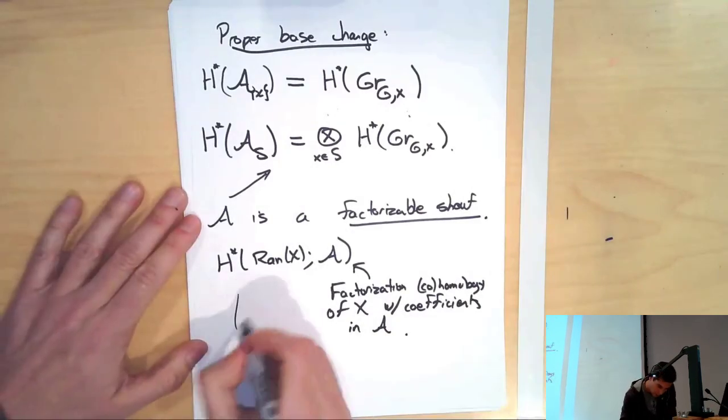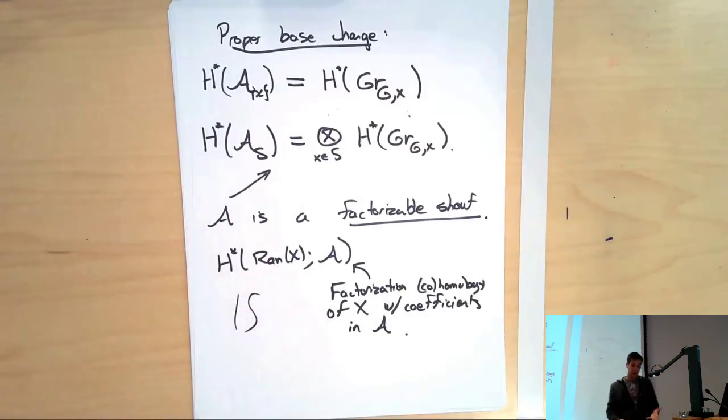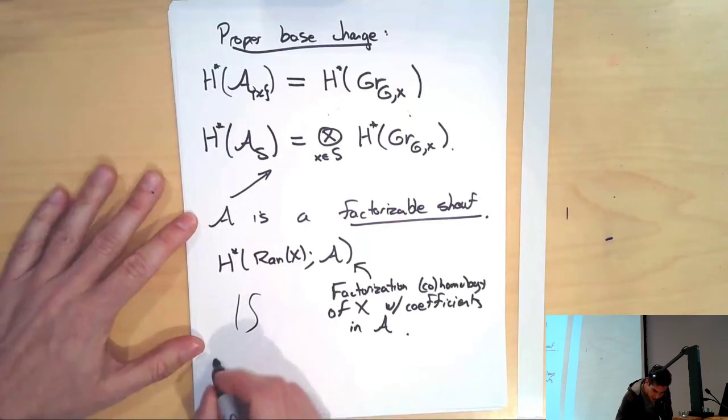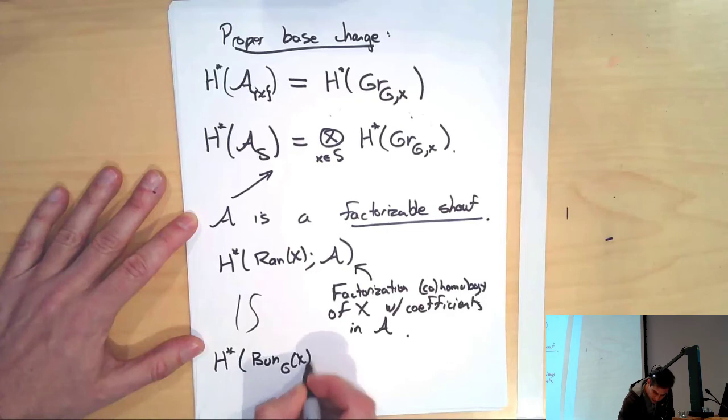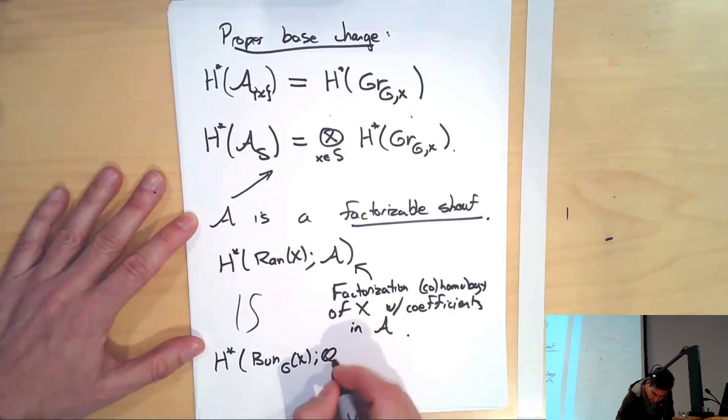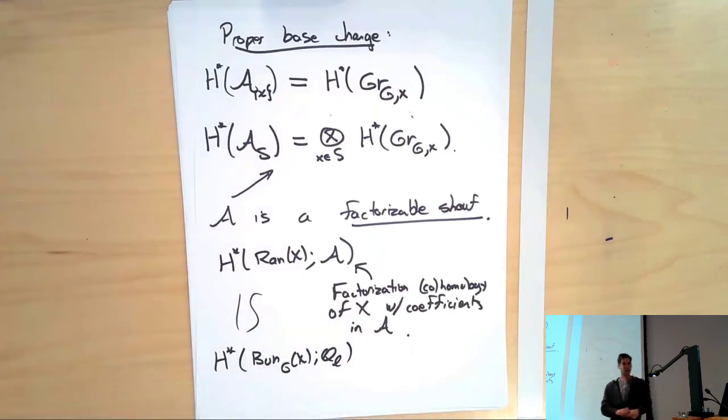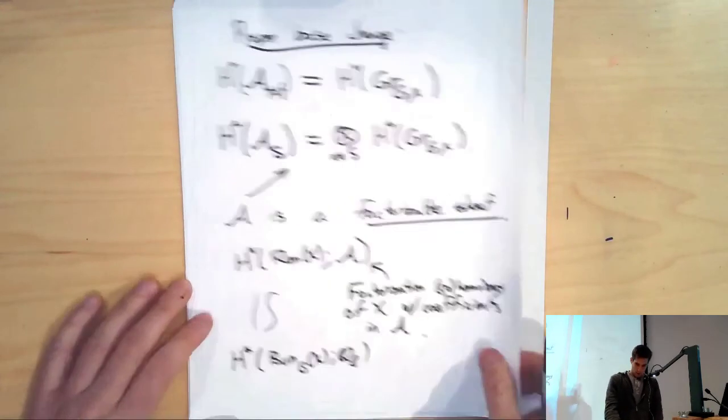And now what I'm saying is that that factorization homology is the object that we're interested in. It's the cohomology of Bun_G(X) with constant coefficients now. Okay, so I'm using this language of factorization homology, which I haven't defined for you, but fortunately Matthew defined it in his talks, sort of.